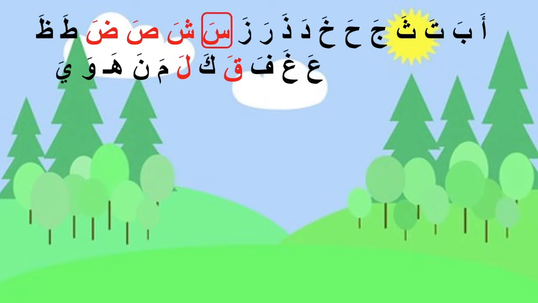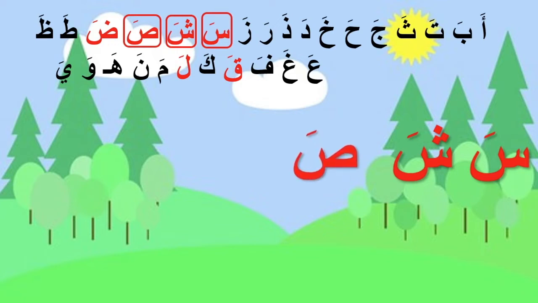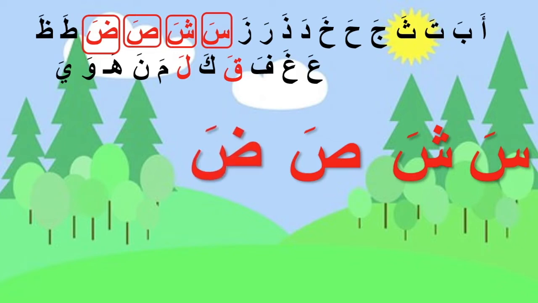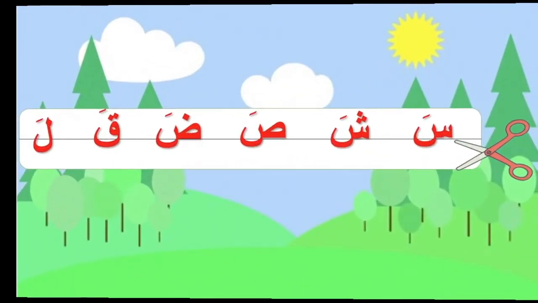And the first letter we have here is Sa. Next we have Sha. Then Saw. Da. Qa. And La. So these 6 letters here make the 4th group. And I'll tell you why in a second we put them in one group.